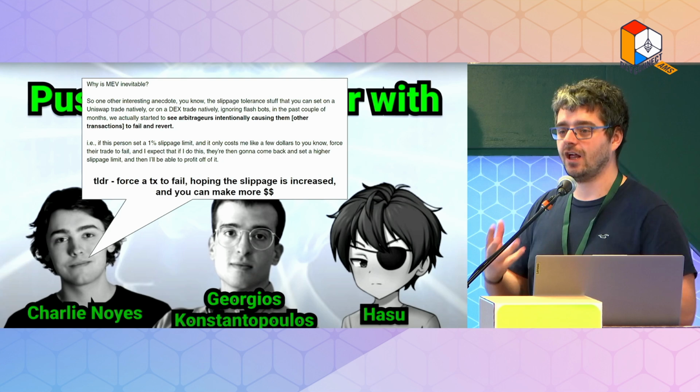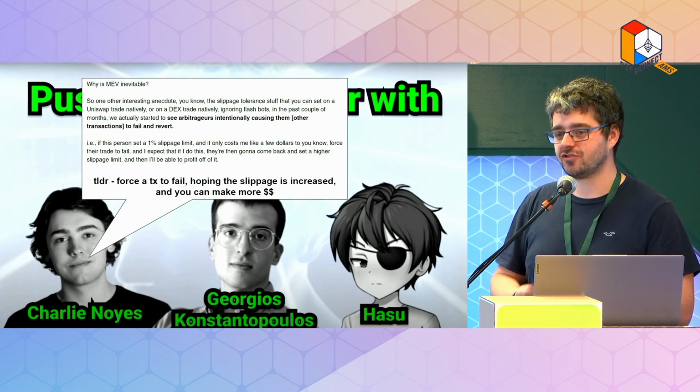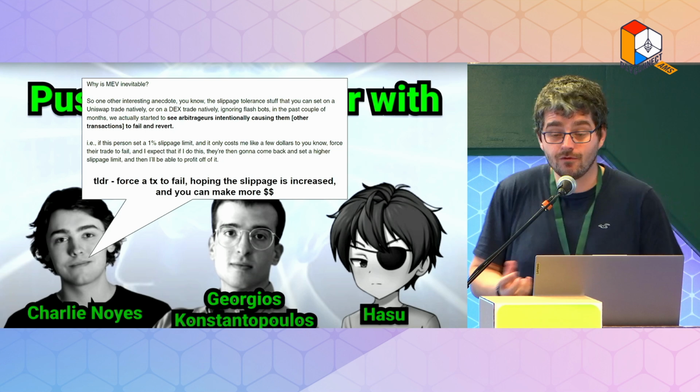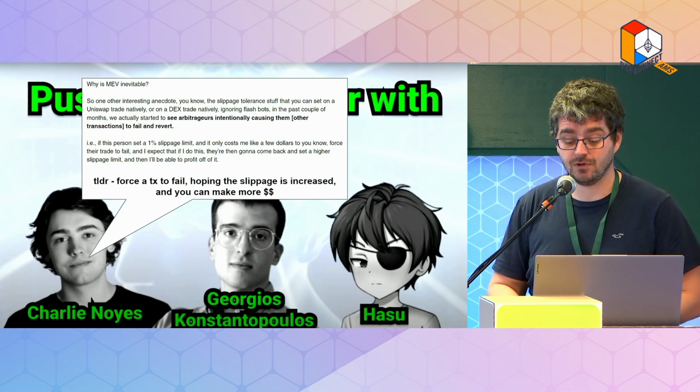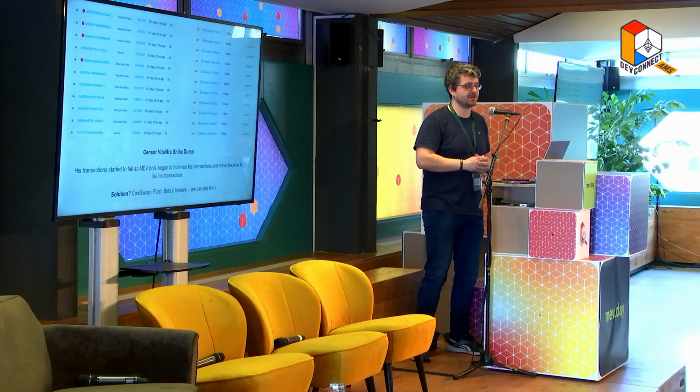And that's interesting. By failing the user's transaction, you nudge them to go do something else where you can make more money. And in a way, that's a form of censorship, because you force someone's transaction to fail, and they were unable to transact. Another great example, and I don't know if anyone remembers this, raise your hand if you remember Vitalik dumping the Shiba tokens. Look at that, yeah. It was really exciting to watch.